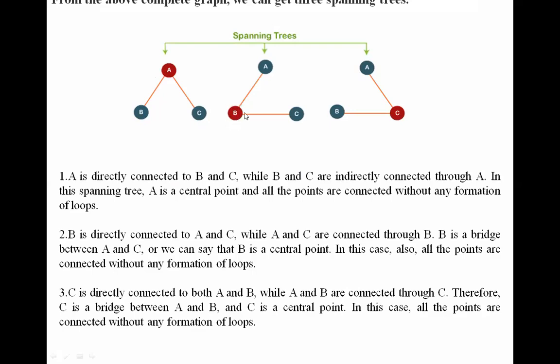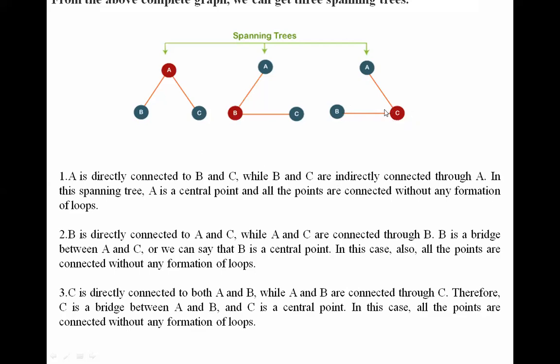Here the central station is B. B is connected to A and B is connected to C, and there is no connection between A and C. So the central point is B, and A and C are indirectly connected. And the central point is C. C is connected to A and C is connected to B. There is no connection between A and B. Does it become a complete loop? So the same thing has been written.